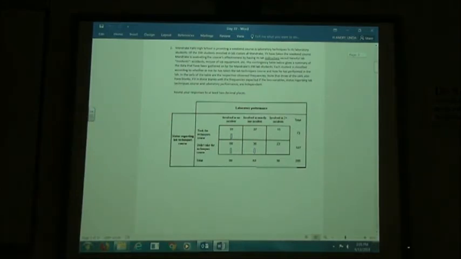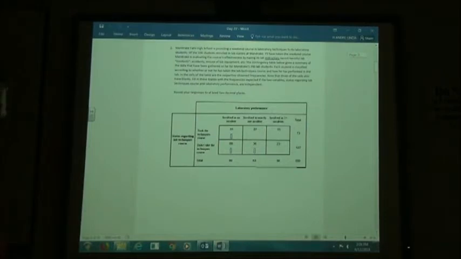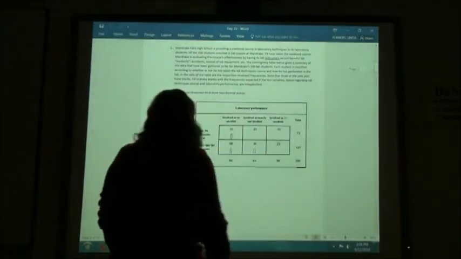Each student is classified according to whether or not he has taken the lab technique course and how he has performed in the lab. In the cells of the table are represented the observed frequencies. Note that 3 of the cells also have blanks. Fill in the frequencies expected if the 2 variables, status regarding the lab techniques course and laboratory performance, are independent.